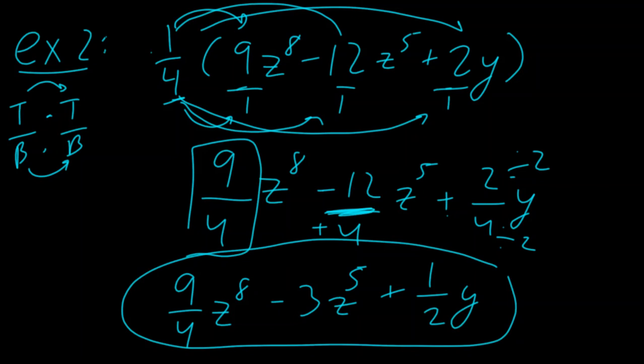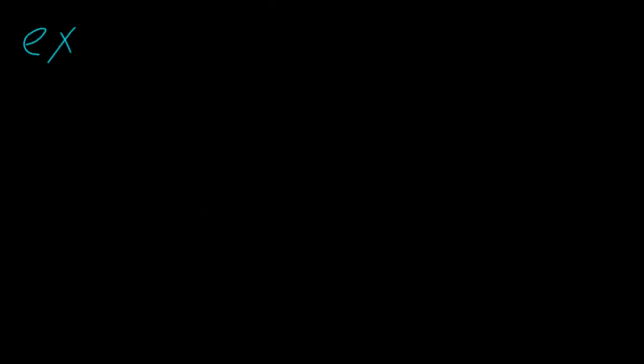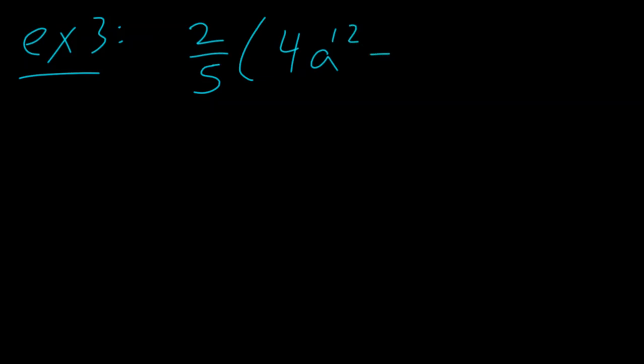Let's go ahead and do one more final example, and I'll make this a little bit trickier. Okay, here is our example 3. And as promised, let's make this a little bit crazy. Let's say 2/5 times 4a to the 12th power minus 3 over 2, let's say f to the 5th power plus 13 over 4. Okay. And once we distribute this, let's see what we get.